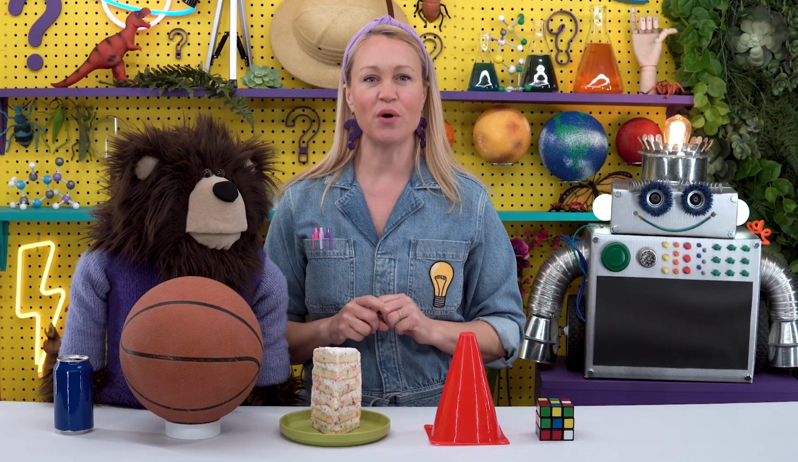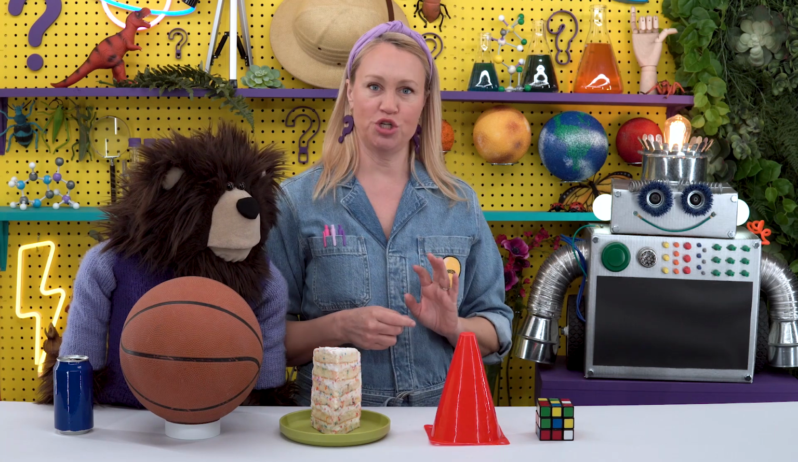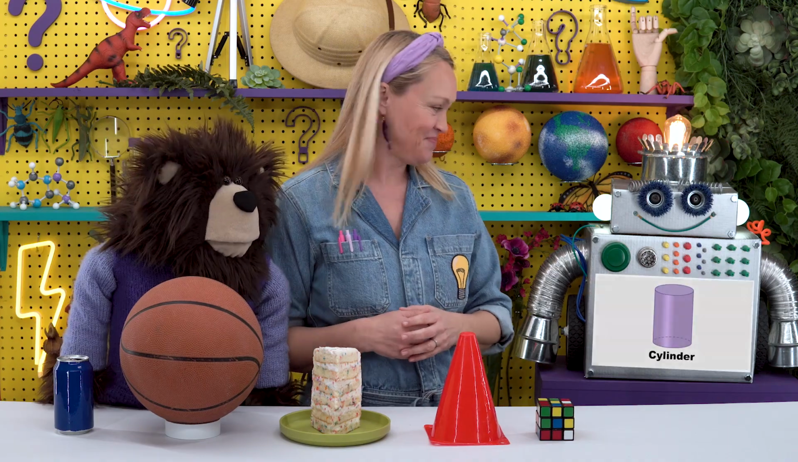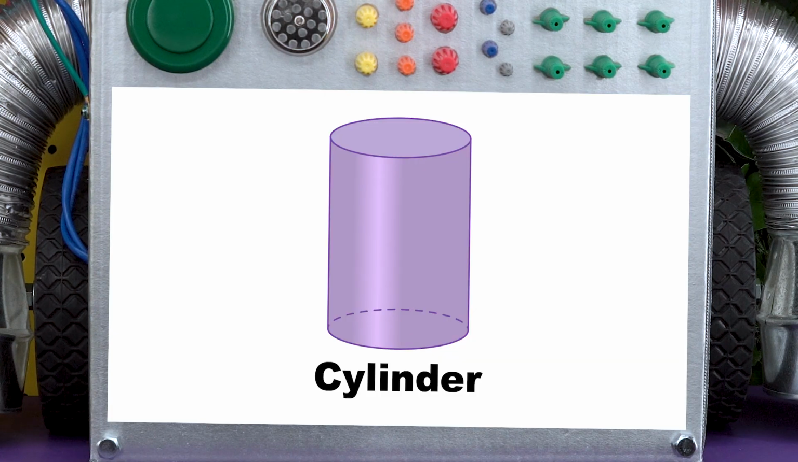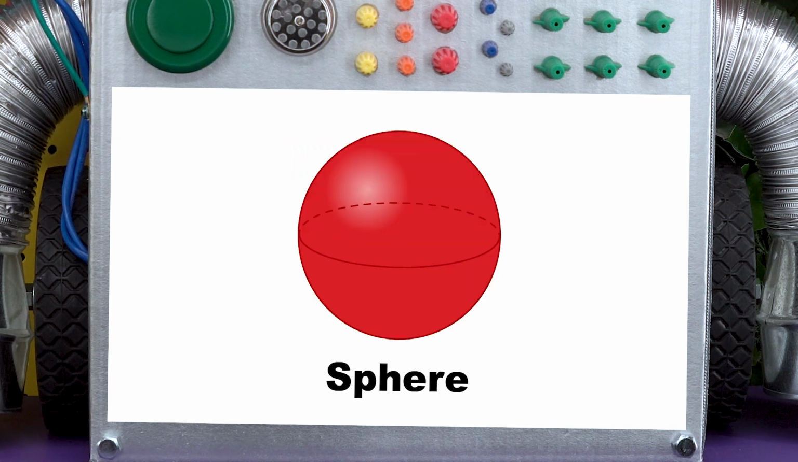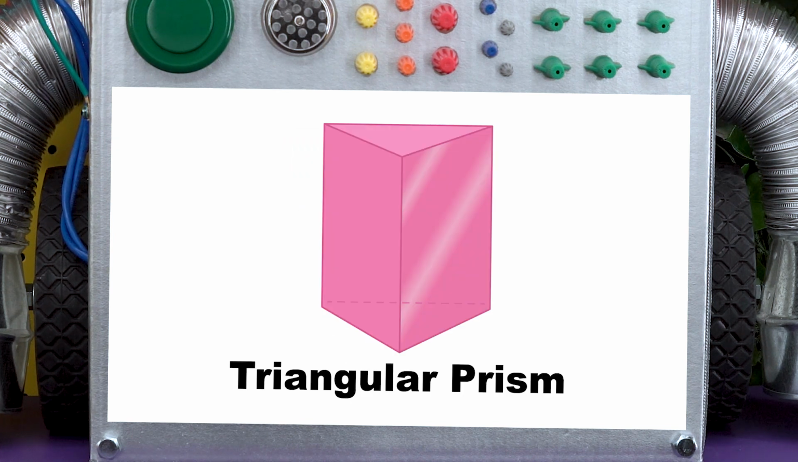Bolty, can you show us the 5 3-dimensional shapes that we are going to use in part 2 of the shape game? Cylinder, cube, cone, sphere, and triangular prism.